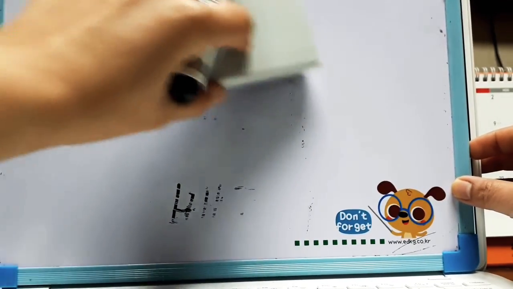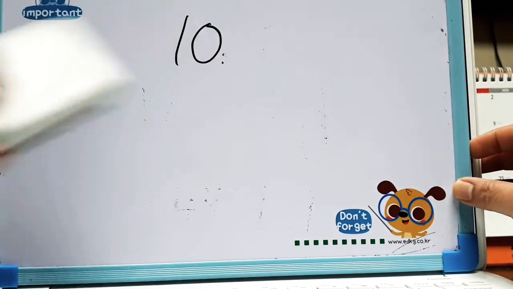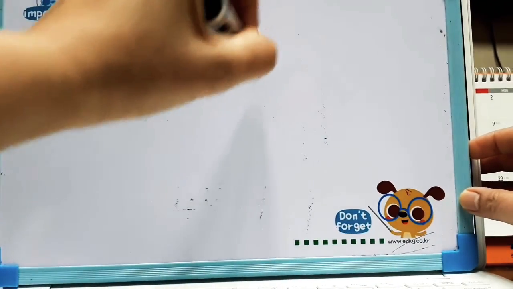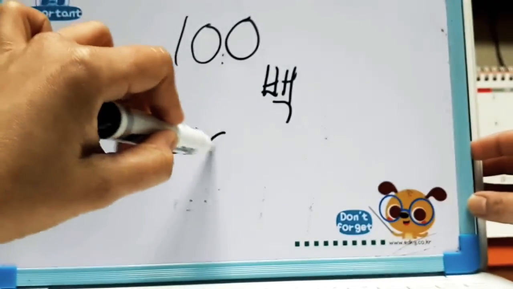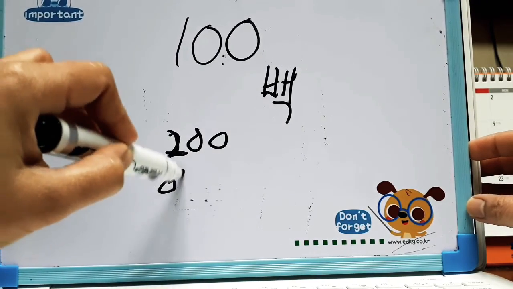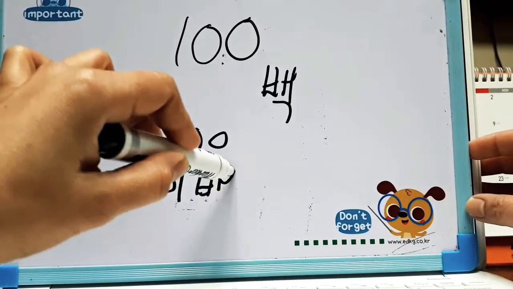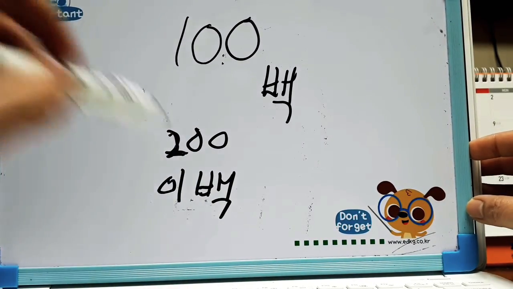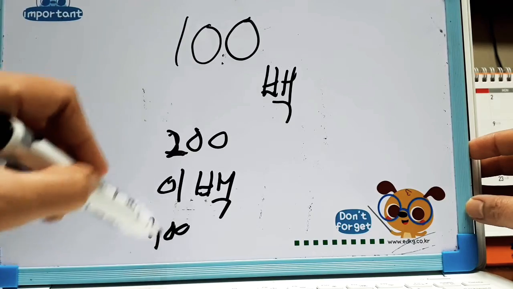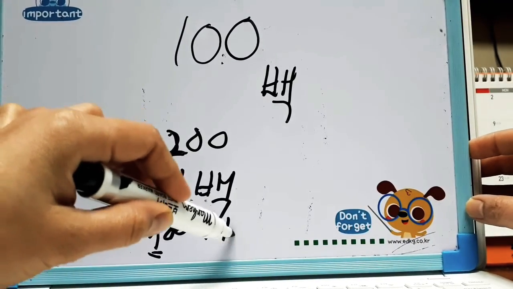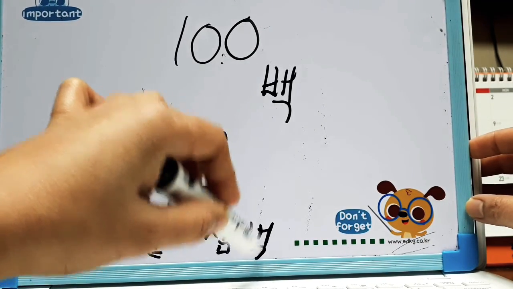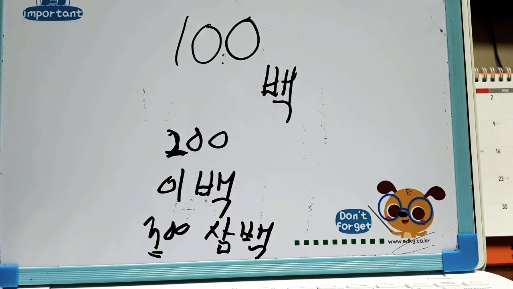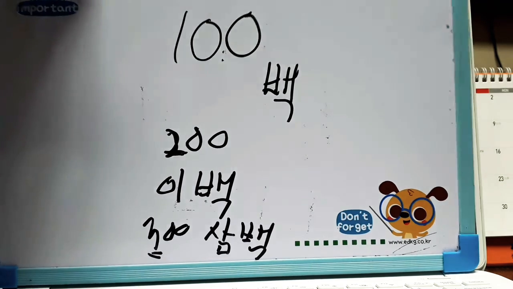Then, for example, if you want to say 100, 100 is bek, right? That is bek. So, 200, 2 is i, so you just say i bek. Okay? For example, 300. 3 is sam, so sam bek. Okay? So on and so forth: sabek, obek, yukbek, chilbek, palbek, kubek. Okay? That's how it goes.